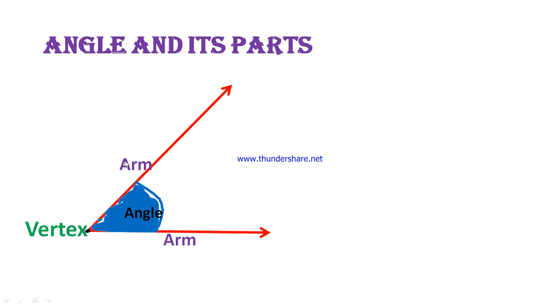So now, what are the parts in an angle? Vertex, arms and angle. Those are the three parts in an angle. The meeting point of the two rays is called the vertex. That is one part. Another part is arms, two arms in an angle. Then the angle part.